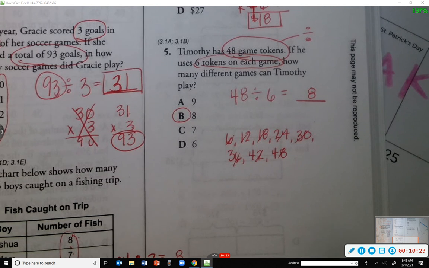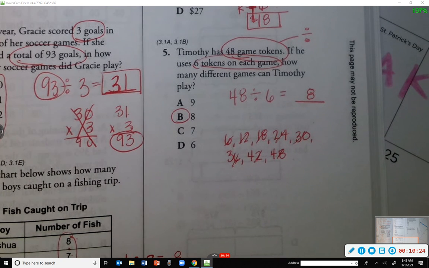Okay, you guys have got to start somewhere. Okay, if you're stuck, start by drawing a picture. Draw 48 tokens. And then cancel out 6 tokens or make groups of 6 for each game that they're using 6 tokens on. Right, Allie?